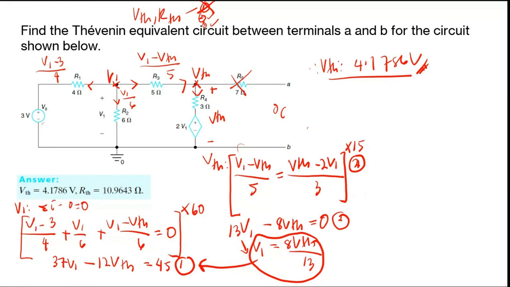And now you need to find the value for RTH. You cannot use the first method, right? Because you have this dependent source. So let's say you use the second method. What is the second method? If you are using the second method for your RTH, just right here, we make a border here. So here we want to find RTH.